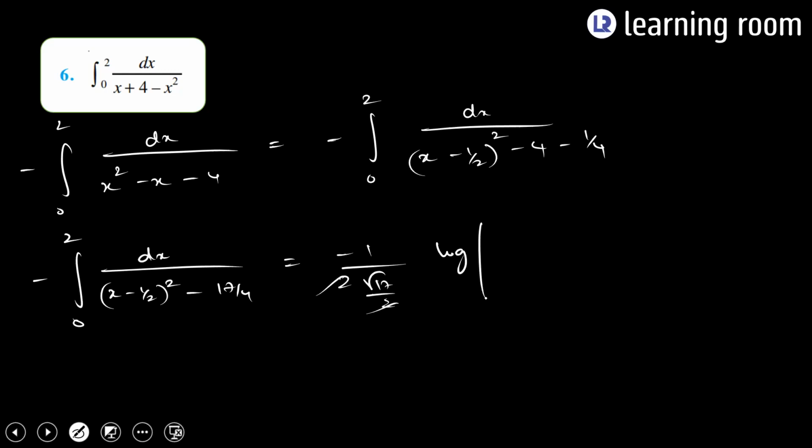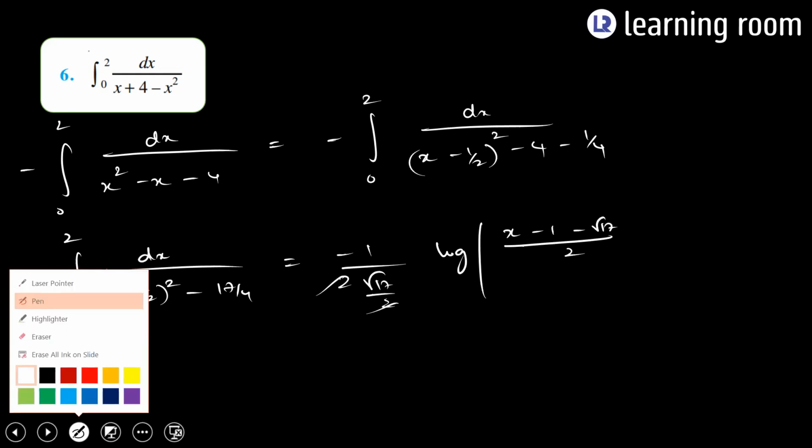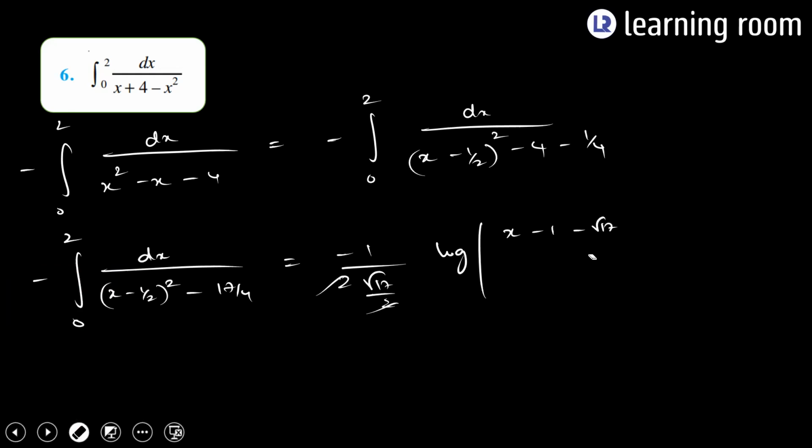X minus half minus 17/2. So you have x minus 1 minus 17, the whole divided by x plus 8. So this is the expected output: x minus 1 minus 17 by x minus 1 plus 17. This should be between 0.